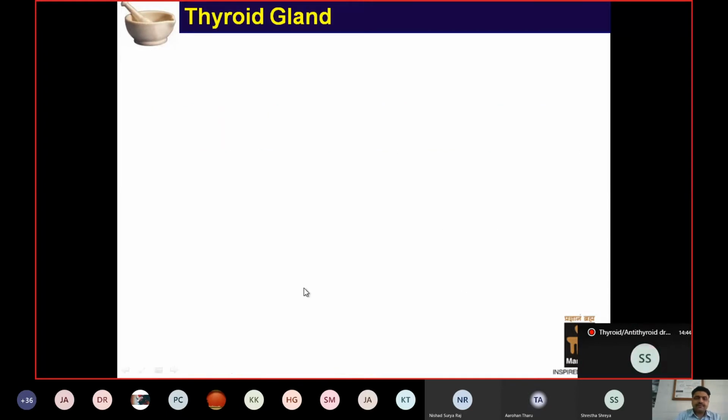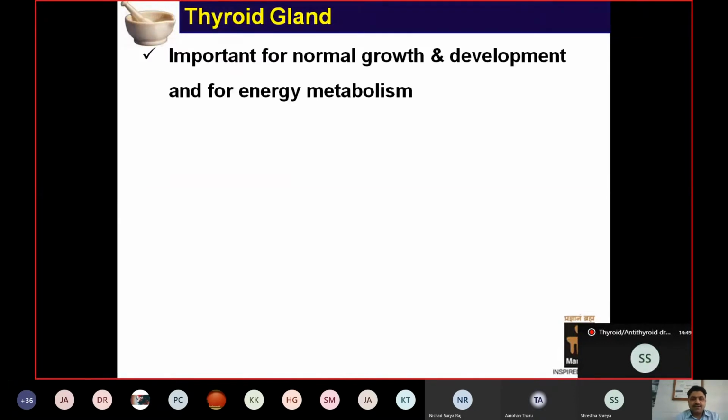Thyroid hormones are secreted from the thyroid gland. This is one of the important glands which controls normal growth and development and energy metabolism, and all these are controlled through its hormone, the thyroid hormone. When we talk about growth, even growth hormone controls the physical growth of our body. But remember, thyroid hormone is also important for the development of neuronal tissue or brain growth.